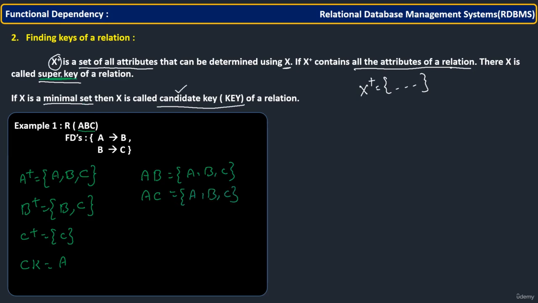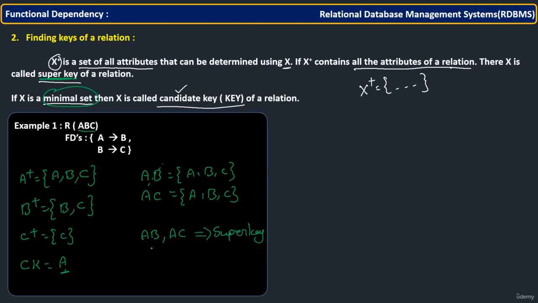Now try to understand the meaning of minimal set. This is the minimal set, but this is not the minimal set, because even if I remove B, I am getting ABC. Even if I remove C, I am getting ABC. These two, AB and AC, are super keys actually.